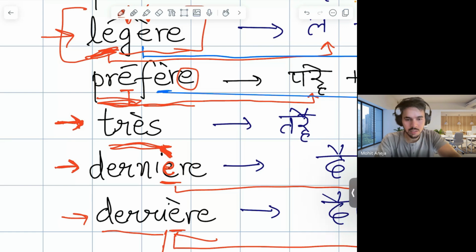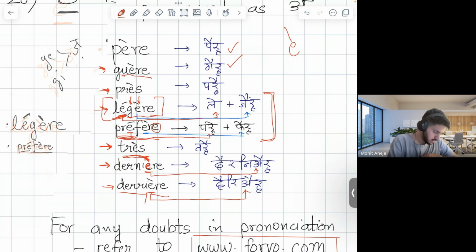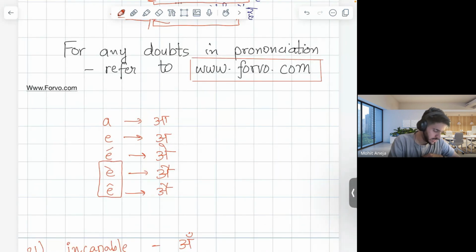Or le dernier mois. Both of these mean the last. But depending on the gender of the noun that we're using, we change dernier to dernière. Okay, make sense? Everyone, thumbs up, please, if you understood this one. Thank you. Hussein, did you understand this? Thank you. All right, let's move on to this one.